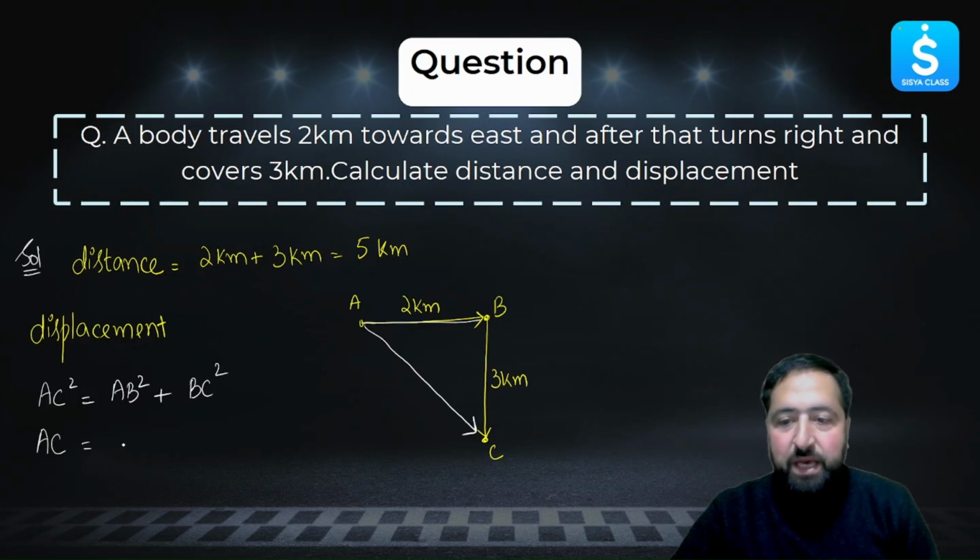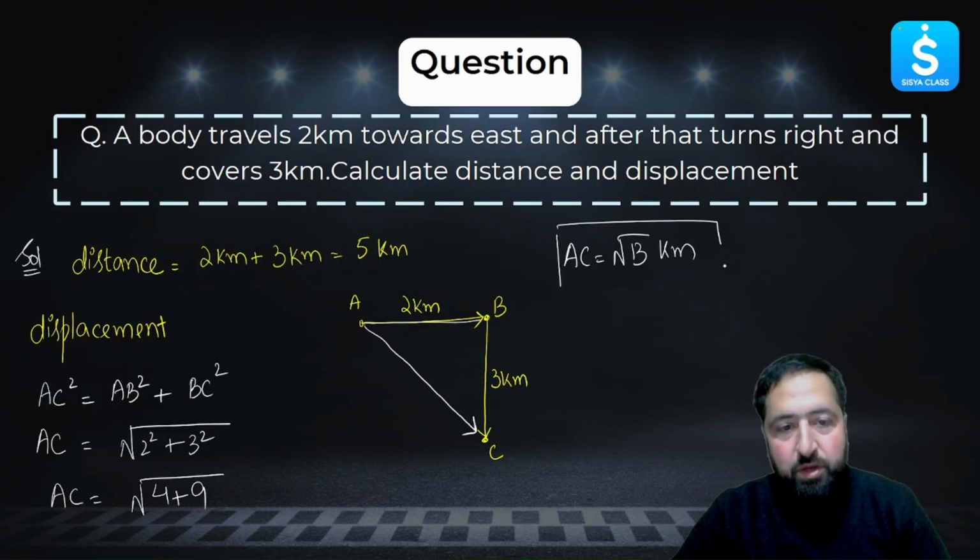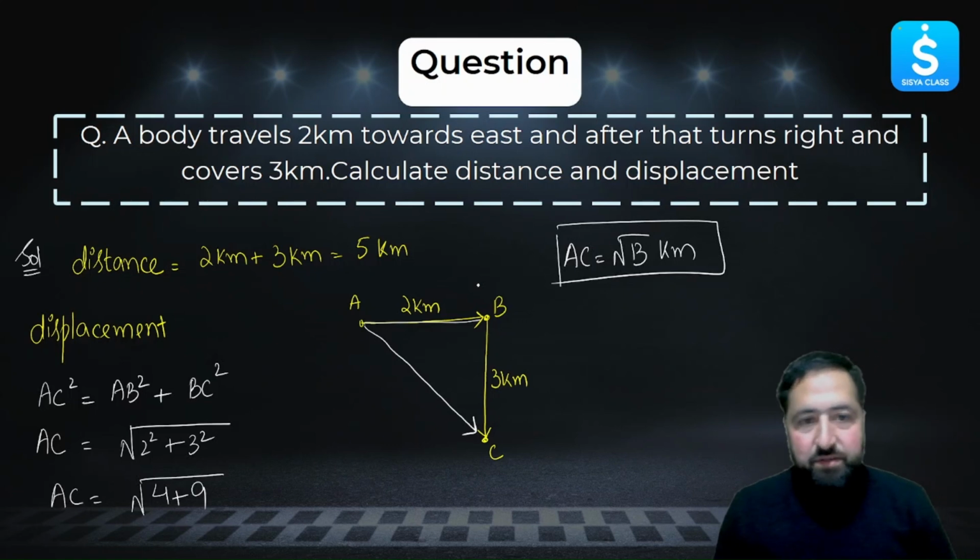So AC will be equal to the square root of AB square, AB square is how much? 2 square, isn't it? Plus BC is how much? 3. So it will be 3 square here. So AC equals the square root of 2 square is 4 plus 3 square is 9. 9 plus 4 is how much? 13. Root 13 kilometers. So there we go. What is the distance? It is 5 kilometers. And what is the displacement? It is root 13 kilometers. Did you get it? That's very nice.